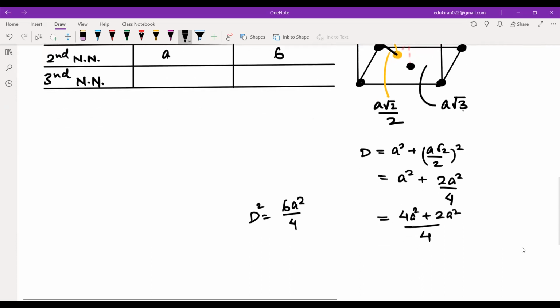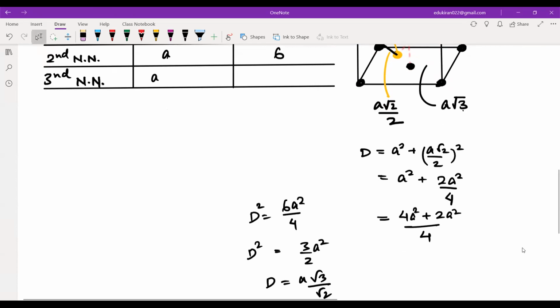Okay. So this will be equal to 3 by 2 A square. So D will be equal to root 3 by root 2. So A root 3 by root 2.